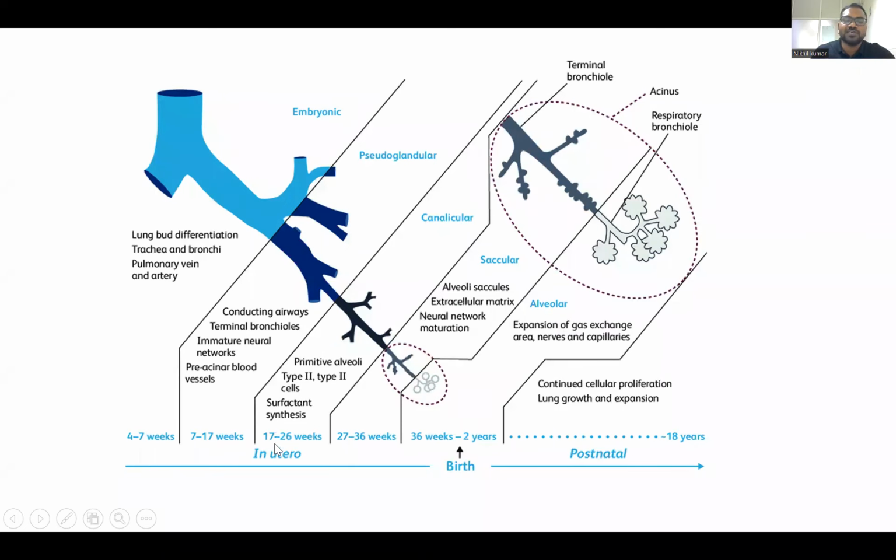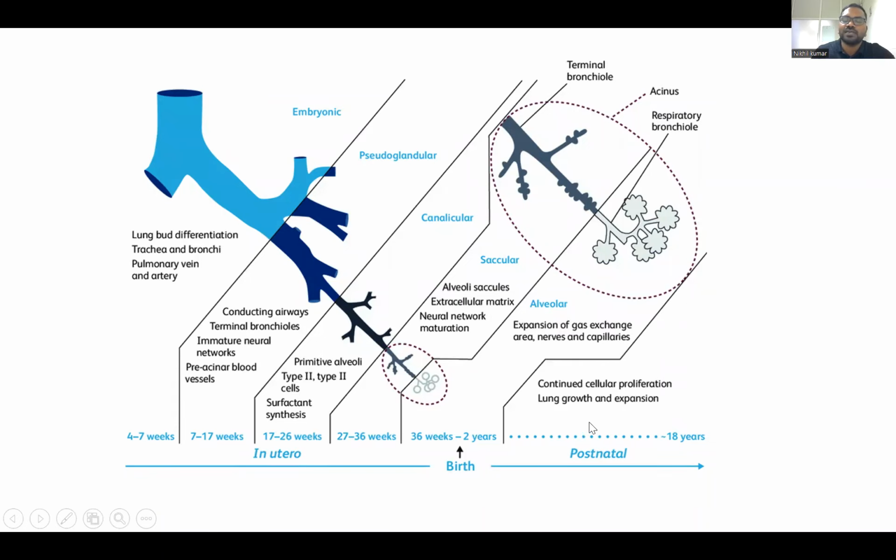This lasts from 17 to 26 weeks of gestation. Saccular phase: alveoli, saccules, extracellular matrix, and neuronal networks and maturation occur in this phase, and this lasts from 27 to 36 weeks. Alveolar phase: expansion of the gas exchange, and nerves and capillaries are found in this, and this will continue from 36 weeks to 2 years.